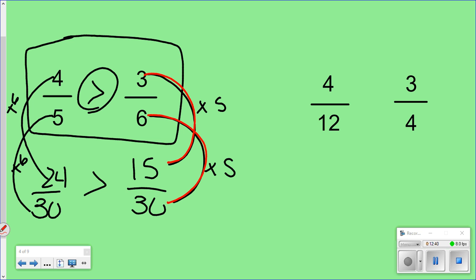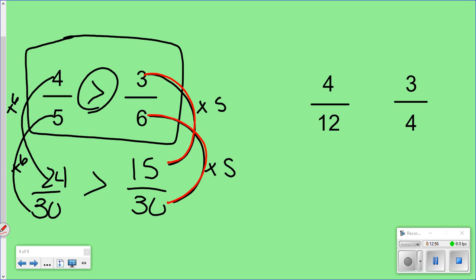Okay, so let's do another. Let's go to this one. 4 12s and 3 4s. Now there's a whole bunch of numbers I could use for a denominator here. Anybody have one they want to throw out? Owen? I can keep 12.